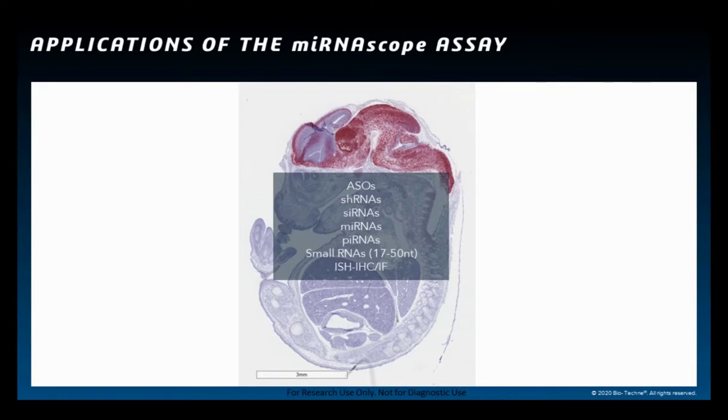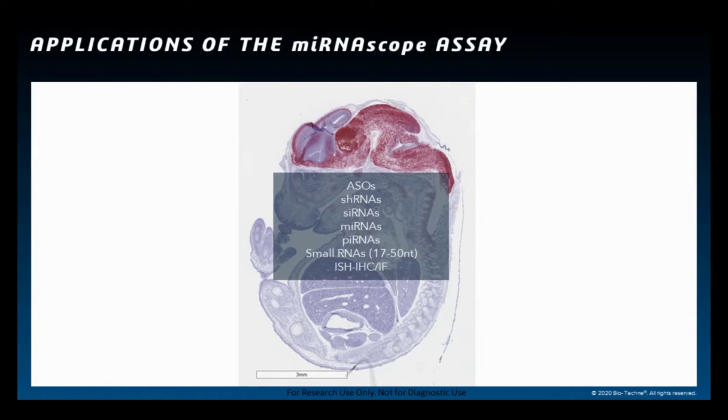The next application is ISH, in situ hybridization, or immunofluorescence. Now, the miRNAscope workflow is fully compatible with IHC or IF. This is an extremely important application if there is a need to identify a particular cell type of interest, or even to determine the levels of a particular protein whose transcript was originally targeted by one of the aforementioned regulatory small RNAs. Using miRNAscope, you can specifically identify any of these subtypes of small RNAs, and then using IHC, you can identify a particular cell type of interest.